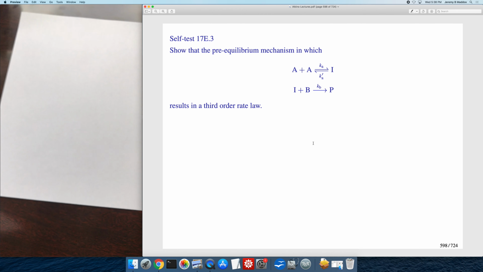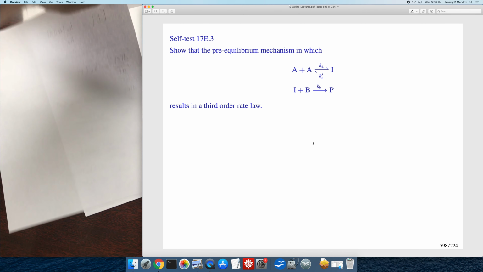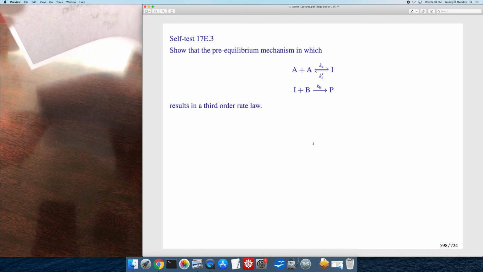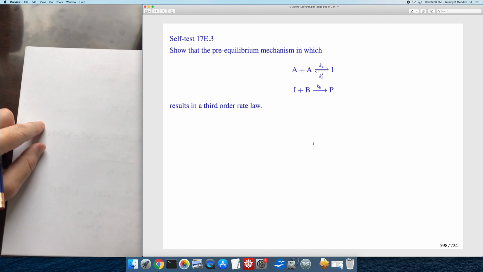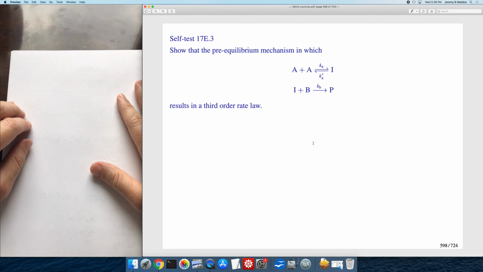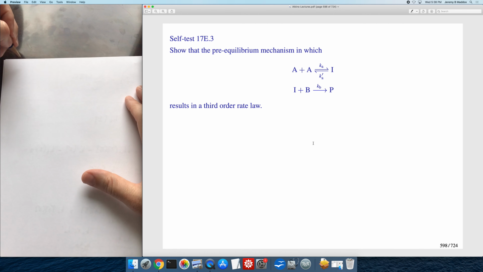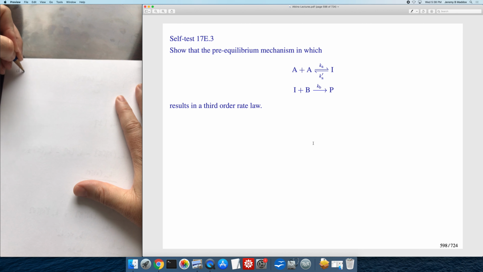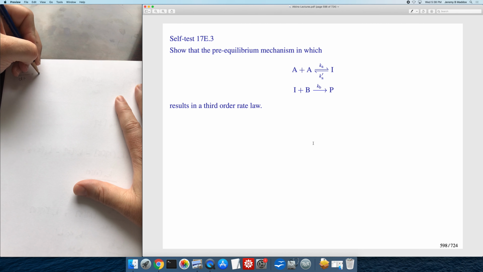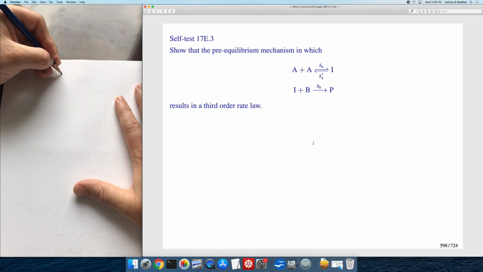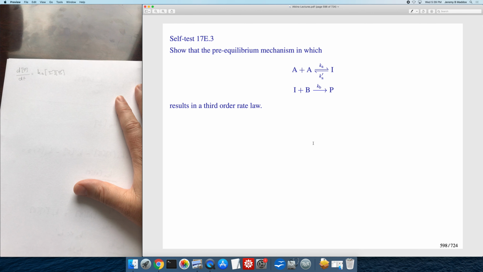Here's just another example of pre-equilibrium. And so they want us to show that this particular mechanism gives us a third order rate law. So let's start with the product. It's going to be Kb I times B from the second step of the mechanism. And we want to use a pre-equilibrium approximation here.